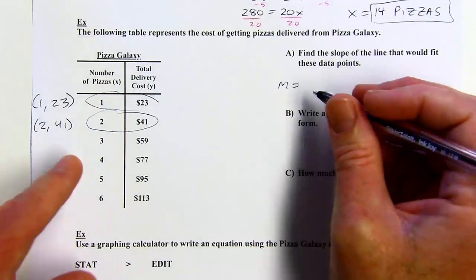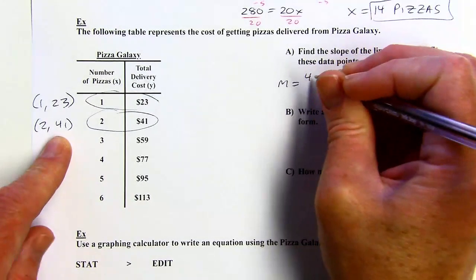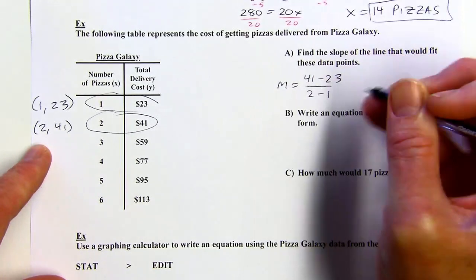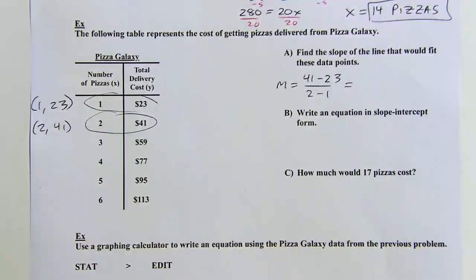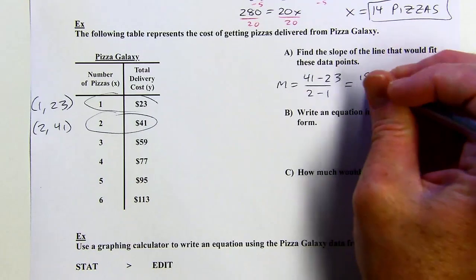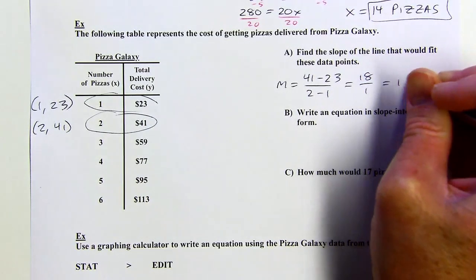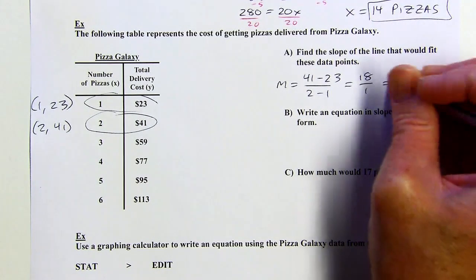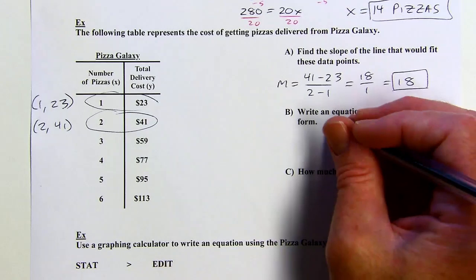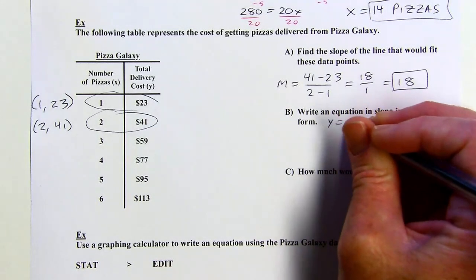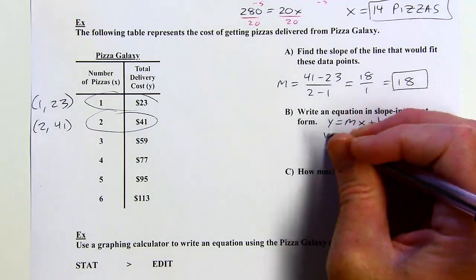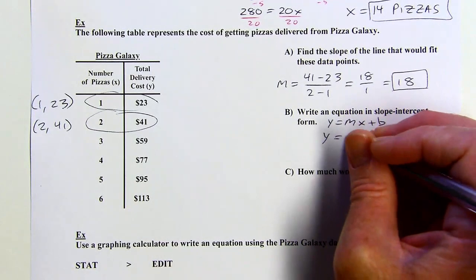So I'm going to use the slope formula. I'm going to subtract the y's in the numerator, and I'll subtract the x's in the denominator. Okay, so then I've got 18 over 1. So the slope then would be 18. And from using that slope, now we can write an equation. So thinking y equals mx plus b. Well, I know that the slope is 18.